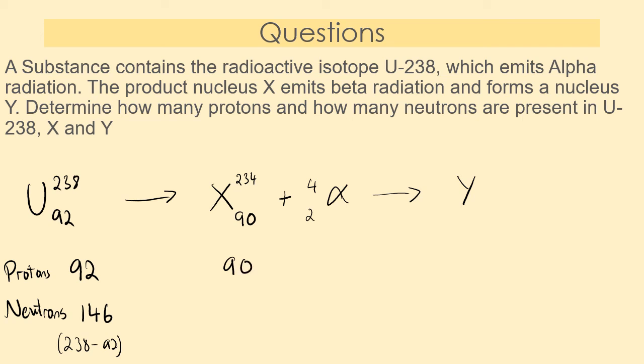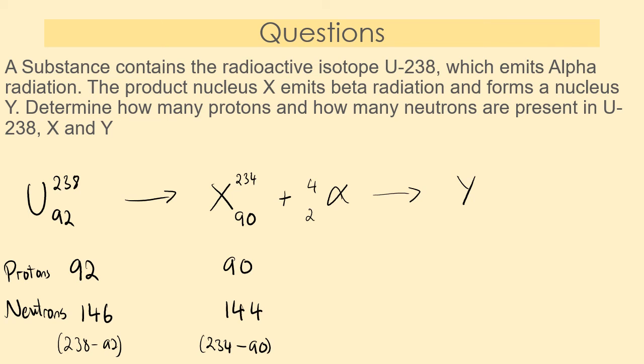My neutrons for this one, I'm going to have to do some more maths. I'm going to do 234 minus 90. Or I could alternatively do my number of neutrons here minus my two neutrons that I've lost as well. But we'll stick with this method of doing it. So 234 minus 90, and that gives me 144.